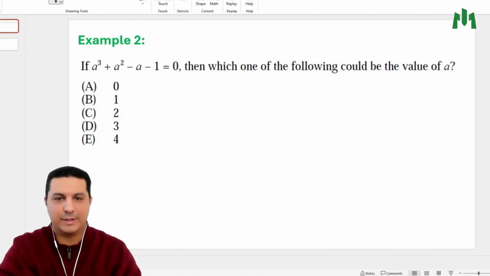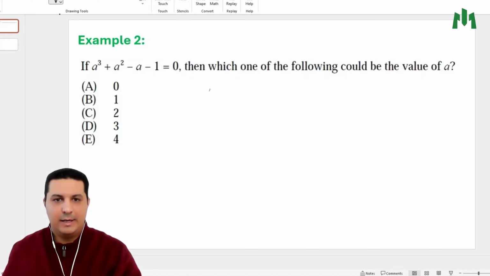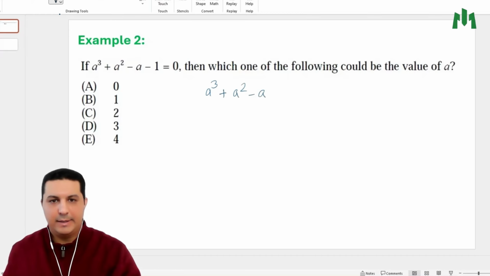Okay, just for a minute. So this is our equation. Let's take a look. This is a^3 + a^2 - a - 1 = 0. As you see, if this equation equals 0, then which one of the following could be the value of a?